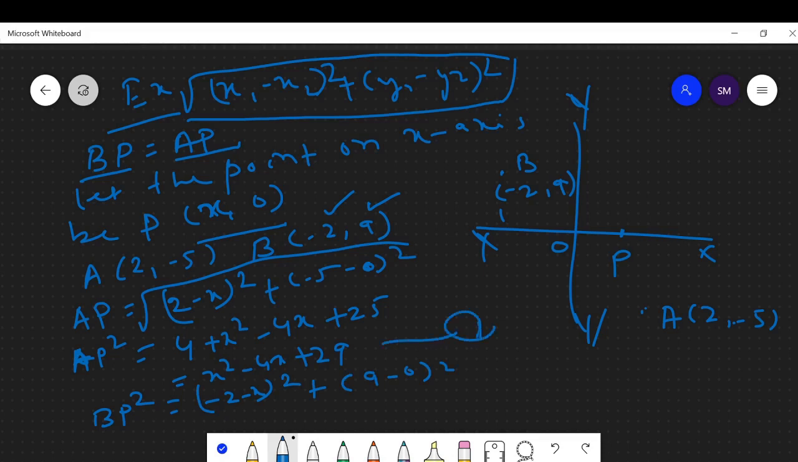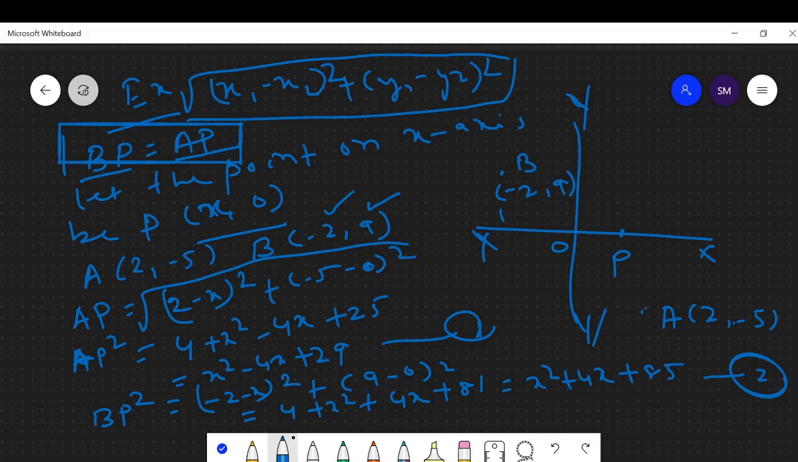This is equation 1. Here (-2 minus x) whole square is, a square plus b square plus 2ab, and 9 square is 81. Then this is x square plus 4x plus 85, which is equation 2. This is the condition: since this point P is equidistant from A and B, AP is equal to BP. This means AP square is equal to BP square.